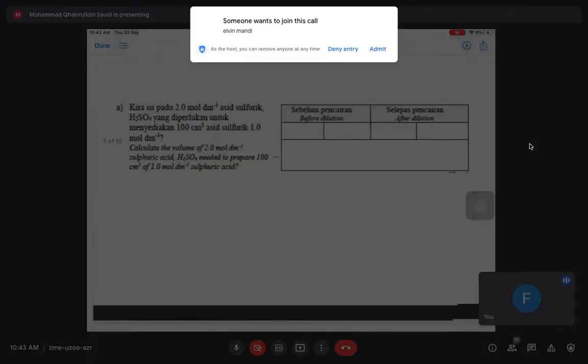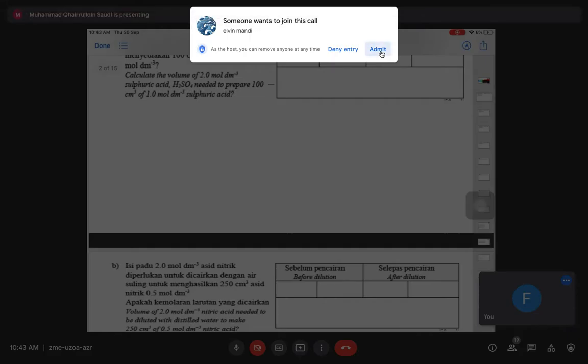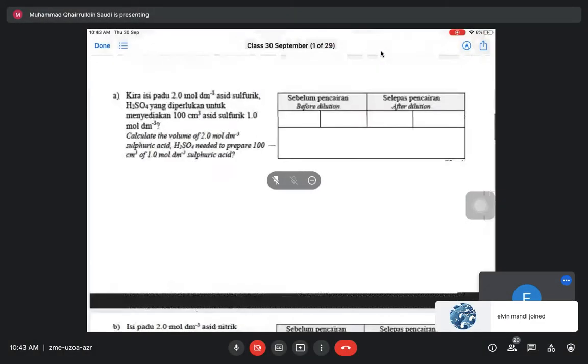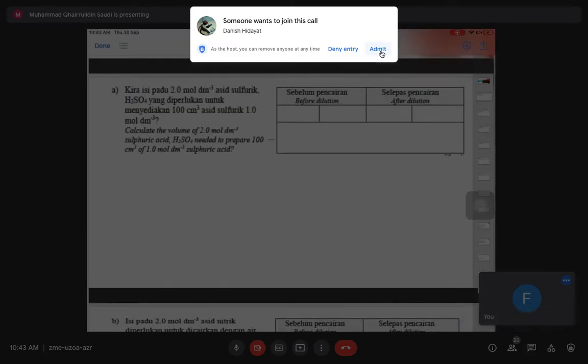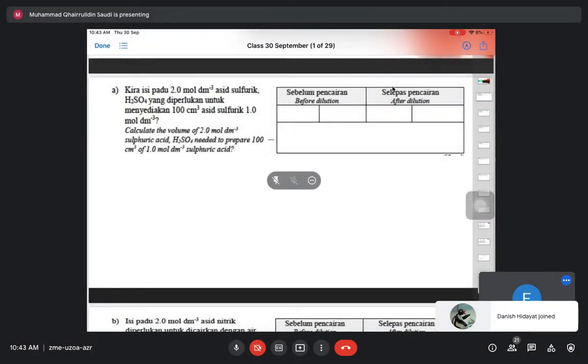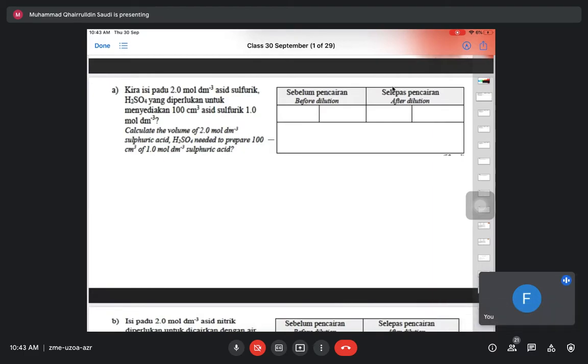Okay, the question in the module. Alright, this is the question in your module. Can you find your question in the module yet? Can you find this question in your module? Yes, teacher. Okay, let's start.